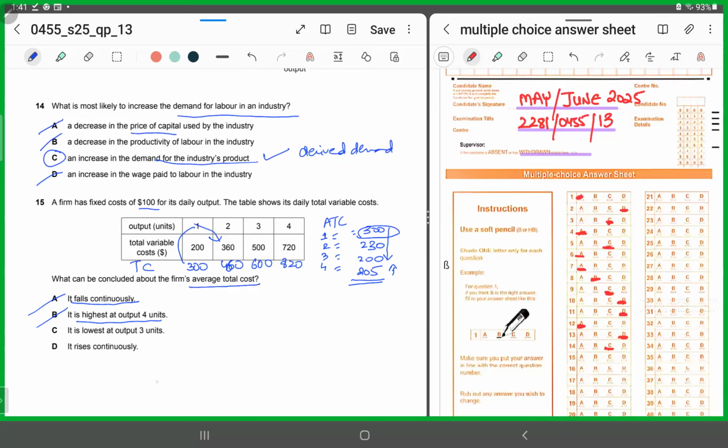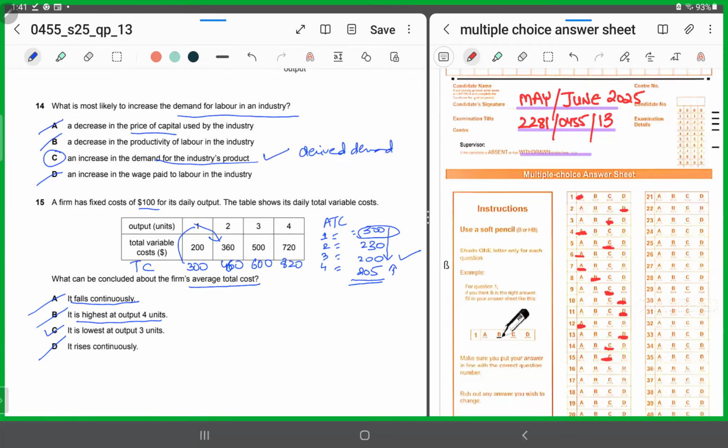C says it was lowest at 3 units of output. Yes, that's correct, because it was lowest, it was $200. So C is correct. D says it rises continuously. No, it doesn't rise. It kept on falling. It was at unit 4 that it rose again. So the correct answer is C. You'll solve it out and then only you'll know which is the correct answer.